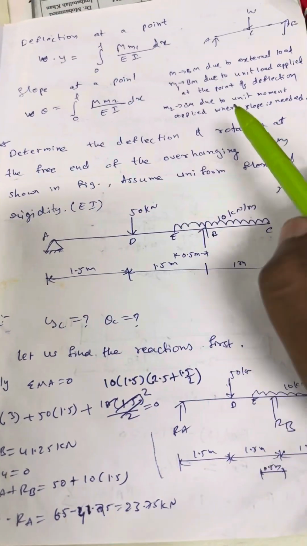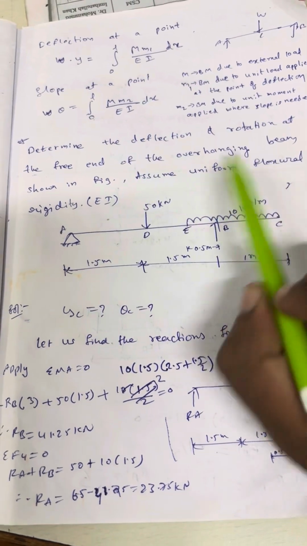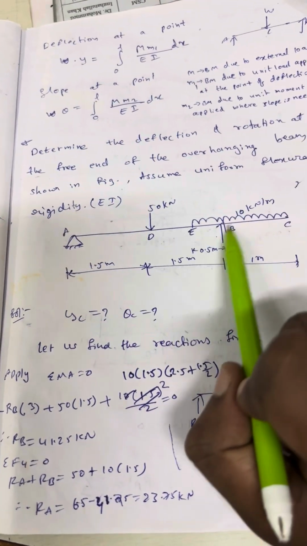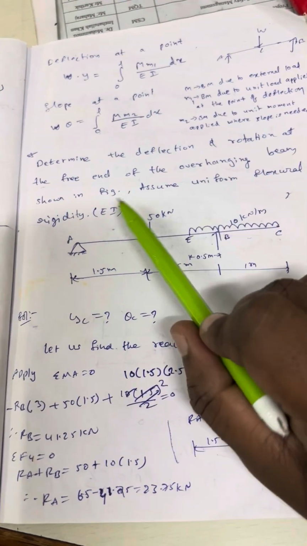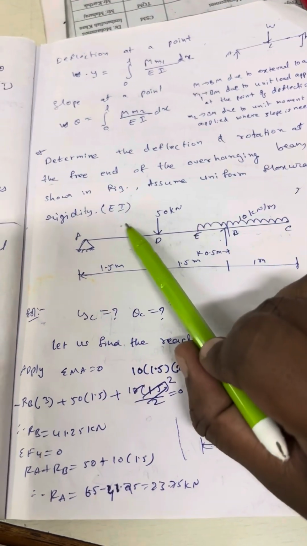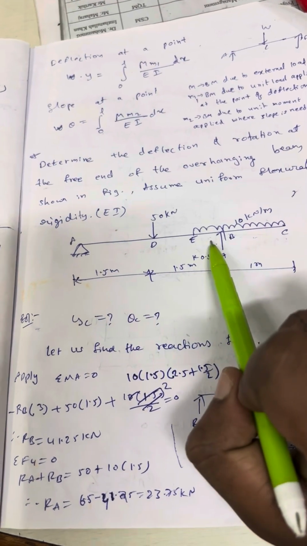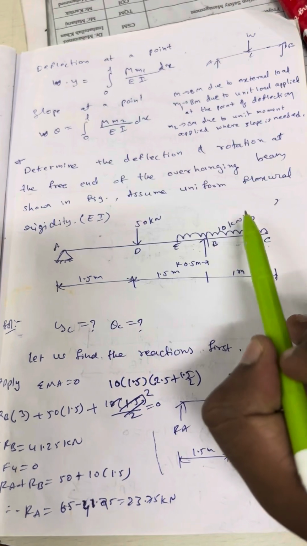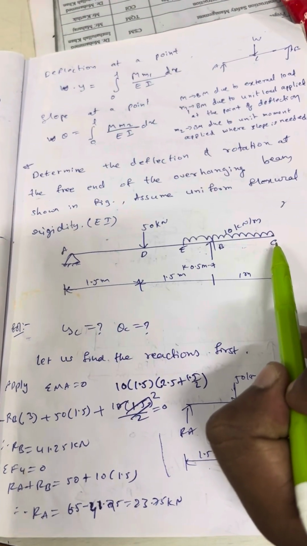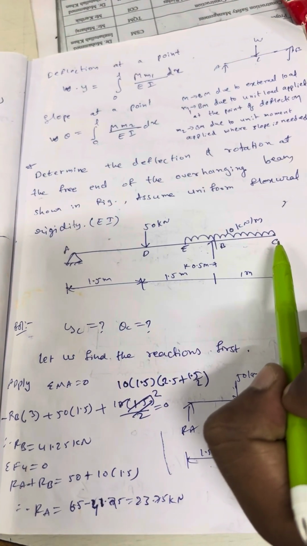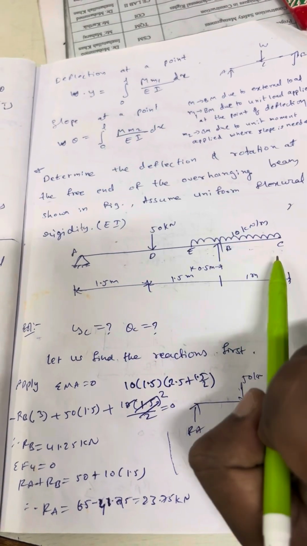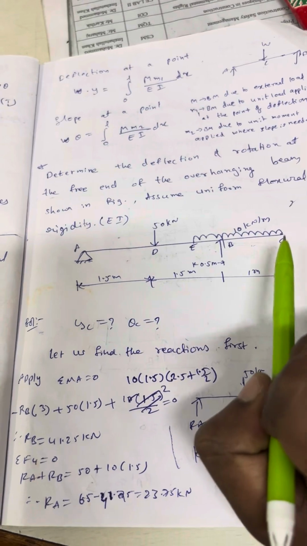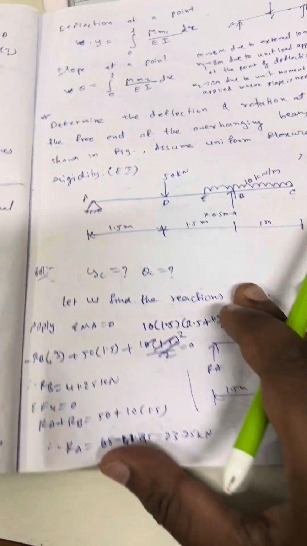So determine the deflection and rotation at the free end of the overhanging beam. The overhanging beam is given here, A, B, and here it is overhanging, as shown in the figure. Assume uniform flexural rigidity, uniform EI value. At the free end, he is asking to find the slope and deflection. That means at C, we need to find YC and theta C. Due to these loads, there will be some deflection. We need to find that YC and theta C using the unit load method.